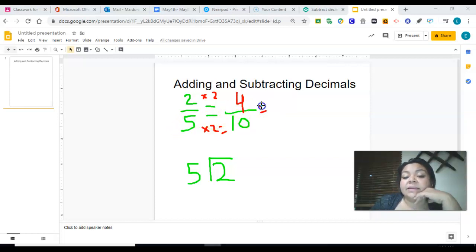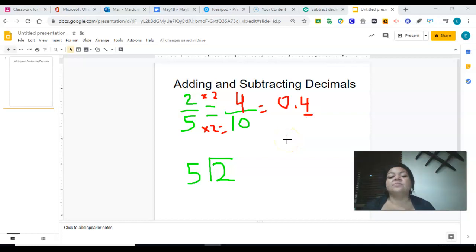And 4/10, I already know what 4/10 is in decimal form because I remember this from decimal place value. 4/10 means that it's going to be right after the decimal point. So 4/10 can be written as 0.4 because this is the tenths place. So that's another way that you can do that.